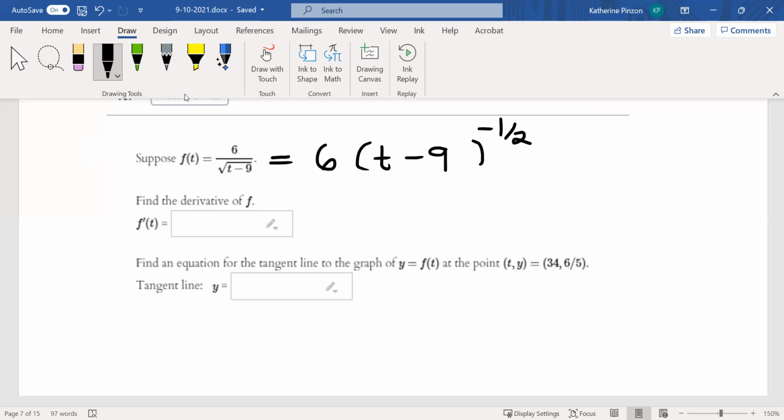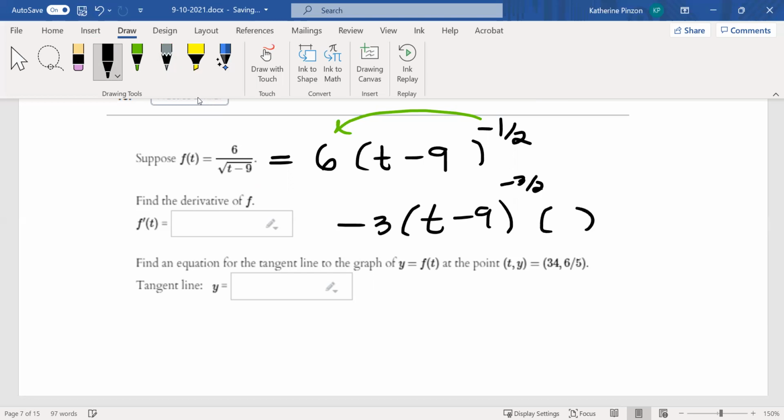To take the derivative, I'm going to bring the power in front. 6 times negative 1/2 is negative 3. T minus 9 to the negative 1/2 minus 1, negative 3/2, times, what's the derivative of the inside? 1. Yeah. Okay, so that's what's going to go here. Negative 3 times t minus 9 to the negative 3/2.